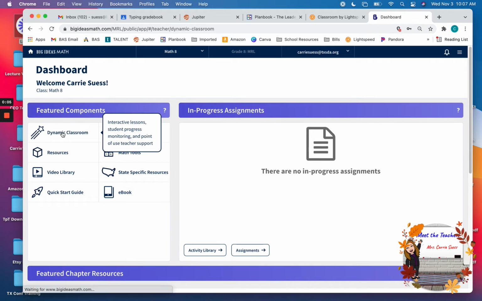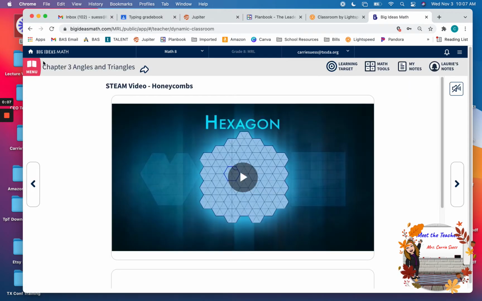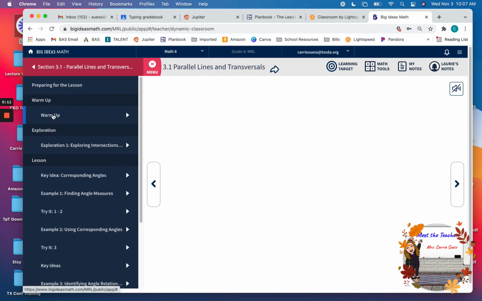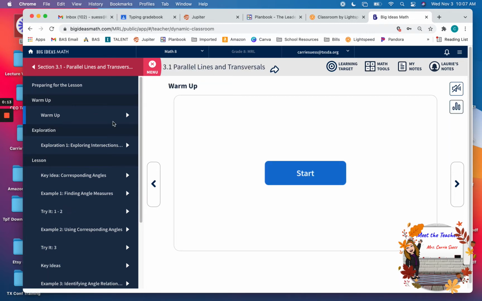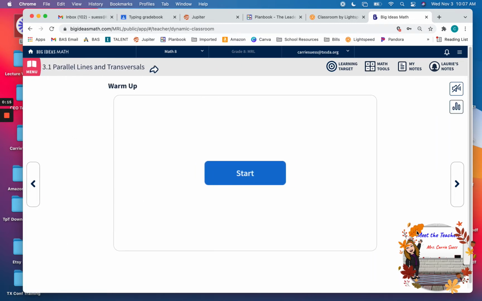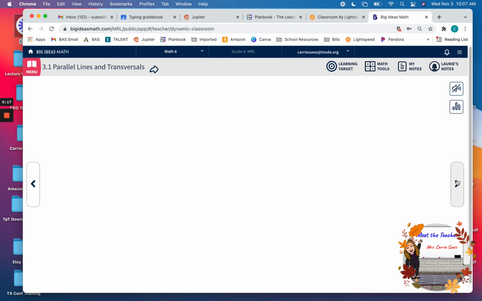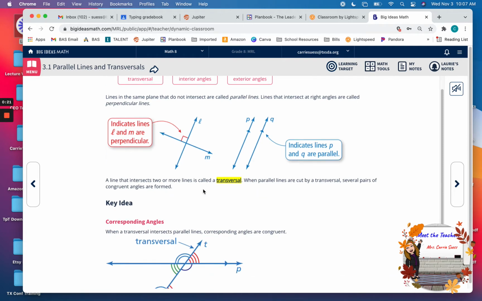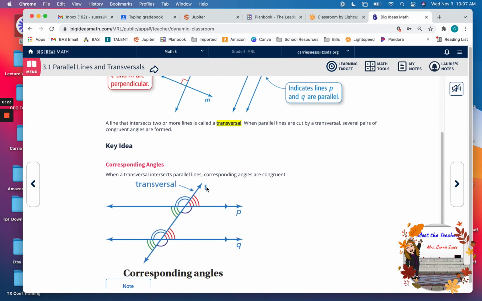8th grade, we're doing lesson 3.1, parallel lines and transversals. You should have already worked on your warm-ups while I was finishing up. I'll check them in a second. Once you've done that, you should be writing your key vocabulary, and you had quite a bit to write in your journals.